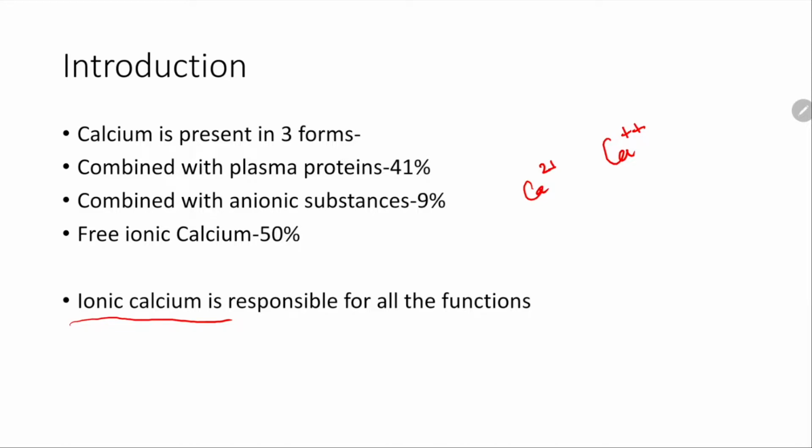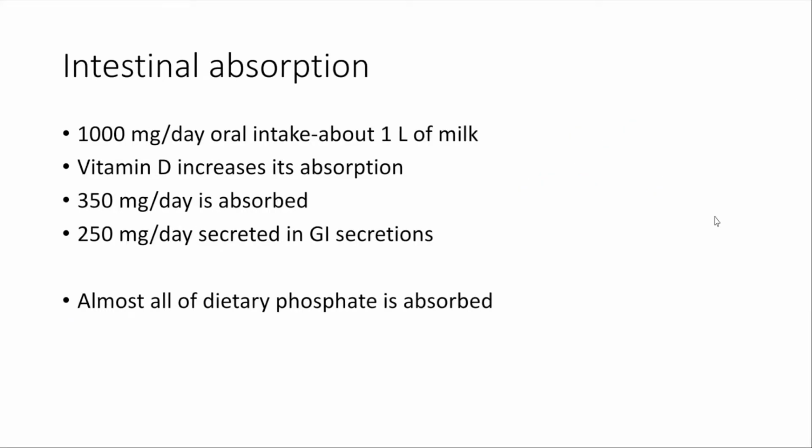You often get this question as to which form of calcium is responsible for all the functions, and you must remember that ionic calcium is the one that is responsible for all these functions. So how does this calcium come into our body? The most common and wide source is intestinal absorption. We get about 1 gram or 1000 milligrams per day of oral intake. That's roughly the calcium in about 1 liter of milk. I don't think anyone drinks that much milk, but that's the equivalent, just to give you an idea.